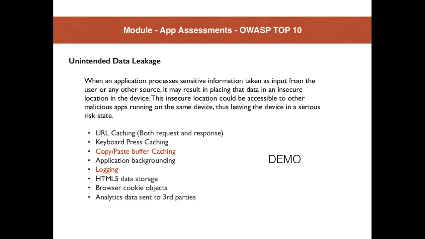So let's have a quick look at some examples of how this can work, and when you are performing black box testing or a source code review, how you can actually go ahead and check for this kind of problem. So in this video we're going to see copy paste buffer caching as well as logging, right? So let's begin.